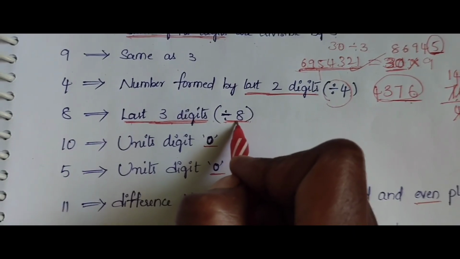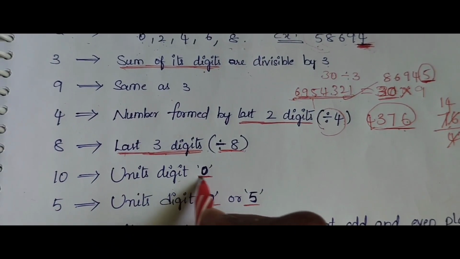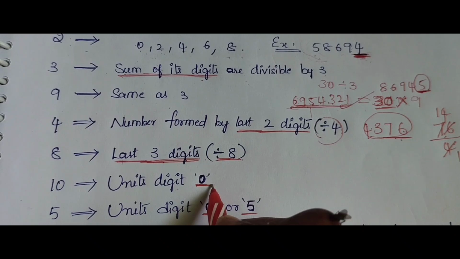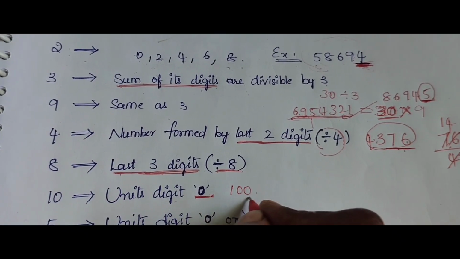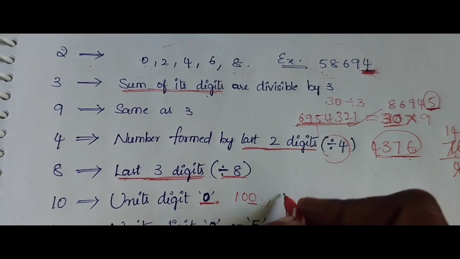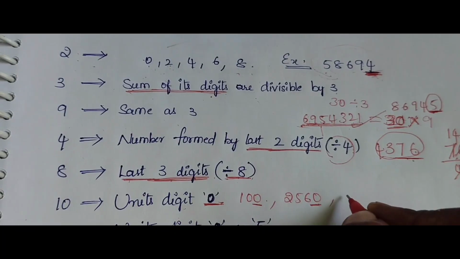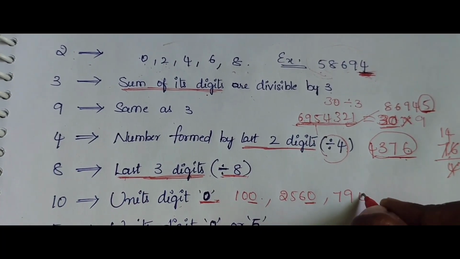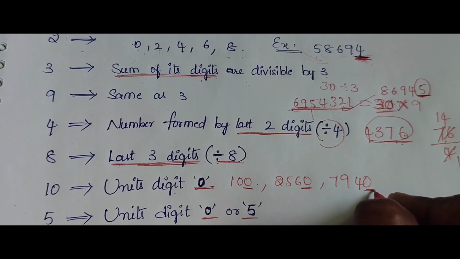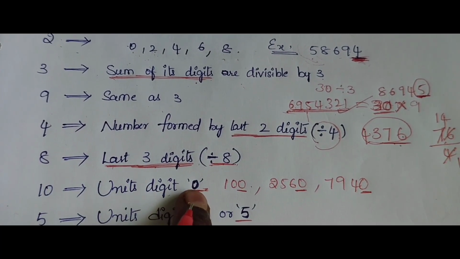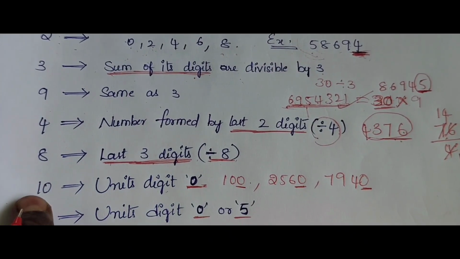And for 10, it is very simple. A number having the units digit 0 is divisible by 10. For example, 100, here the units digit is 0. And 2560, here the units digit is 0. And 7940, here the units digit is 0. The numbers having the units digit 0 are divisible by 10.